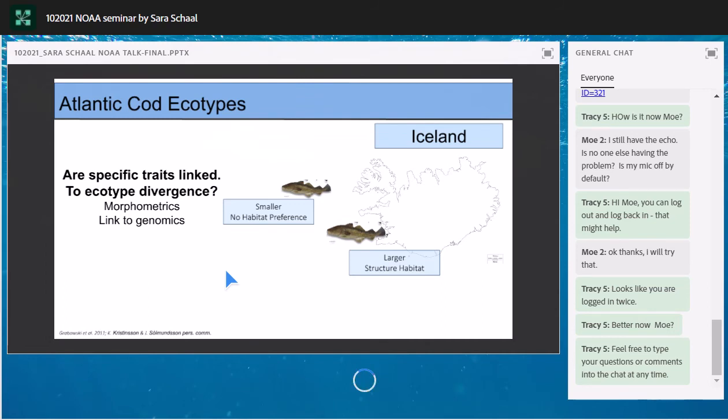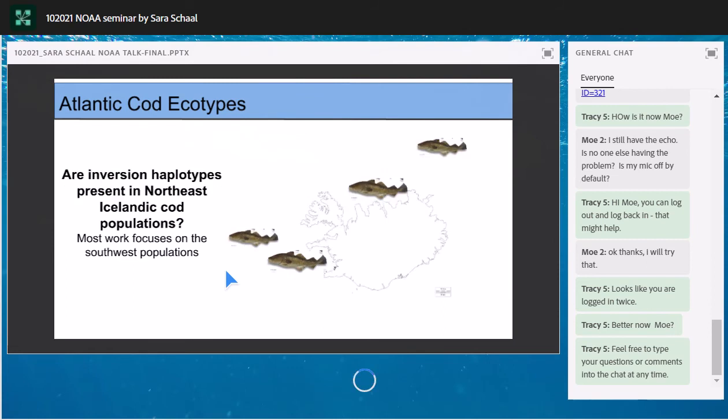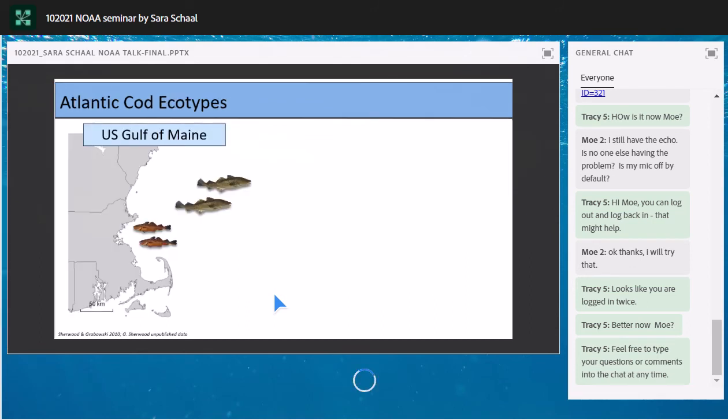But no study so far has linked their traits to ecotype divergence, so looking at the morphometric differences between the 2 ecotypes and linking it to the genomics. And most of the work has focused on the southwest population of Iceland, so we add in a second population where we're looking at the northeast corner of Iceland. We want to know whether inversion haplotypes are present in both populations.